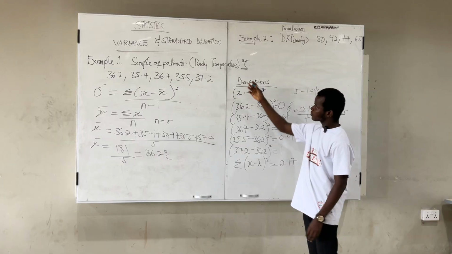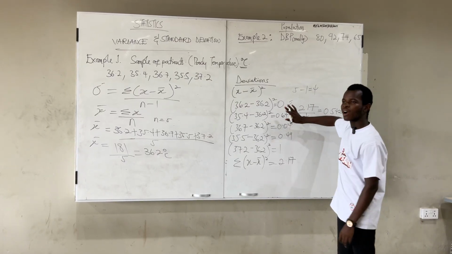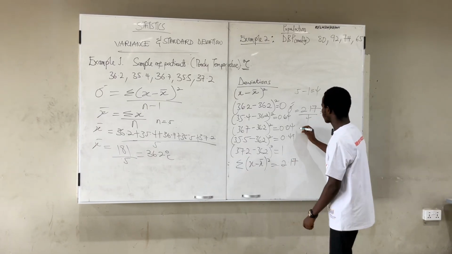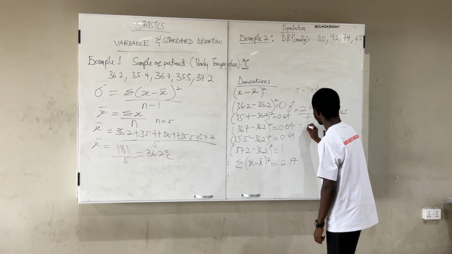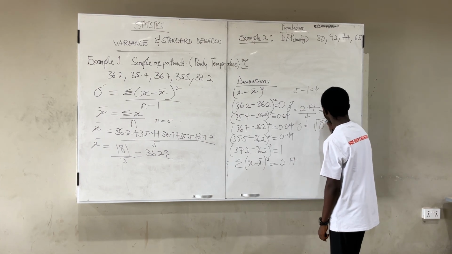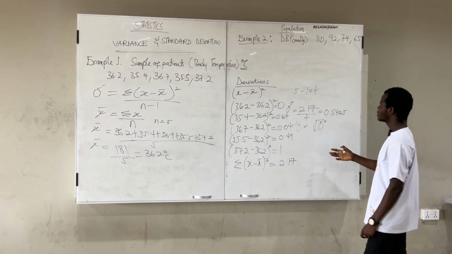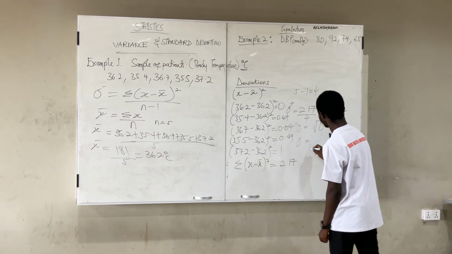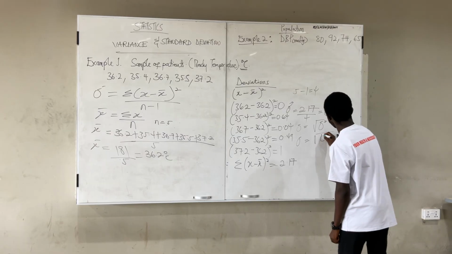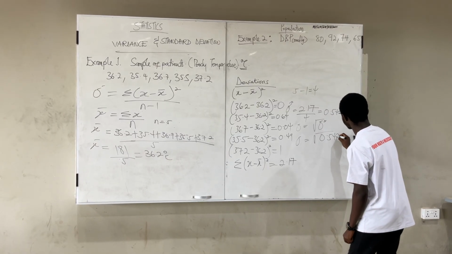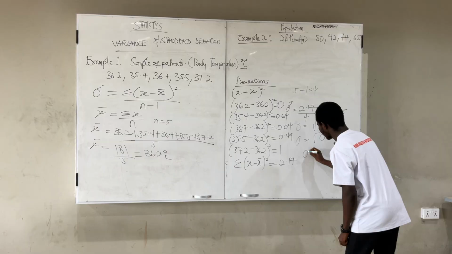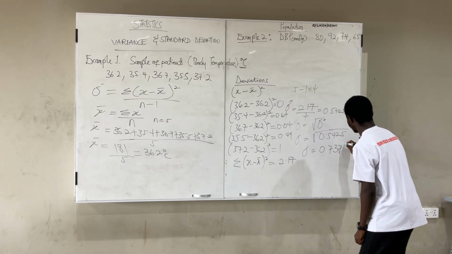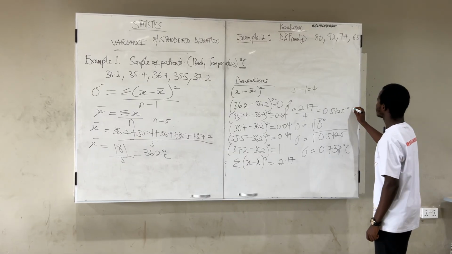Let's calculate the standard deviation. The formula for standard deviation is simple when you have the variance, because the standard deviation is the square root of the variance. So standard deviation is the square root of variance. And you have the variance to be 0.5425. So standard deviation will be the square root of 0.5425, which will give us 0.737 degrees Celsius. Make sure you bring the units.